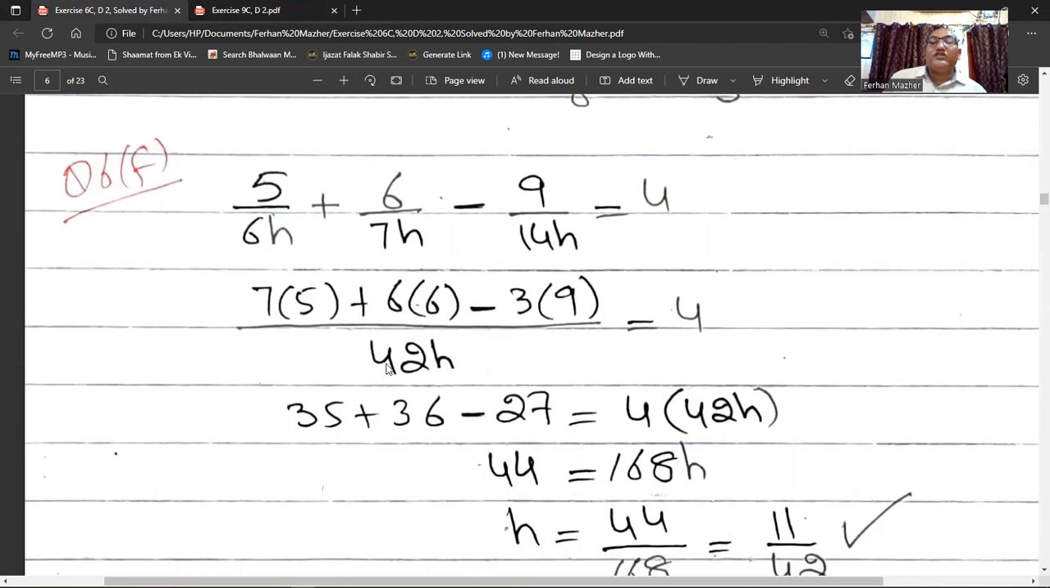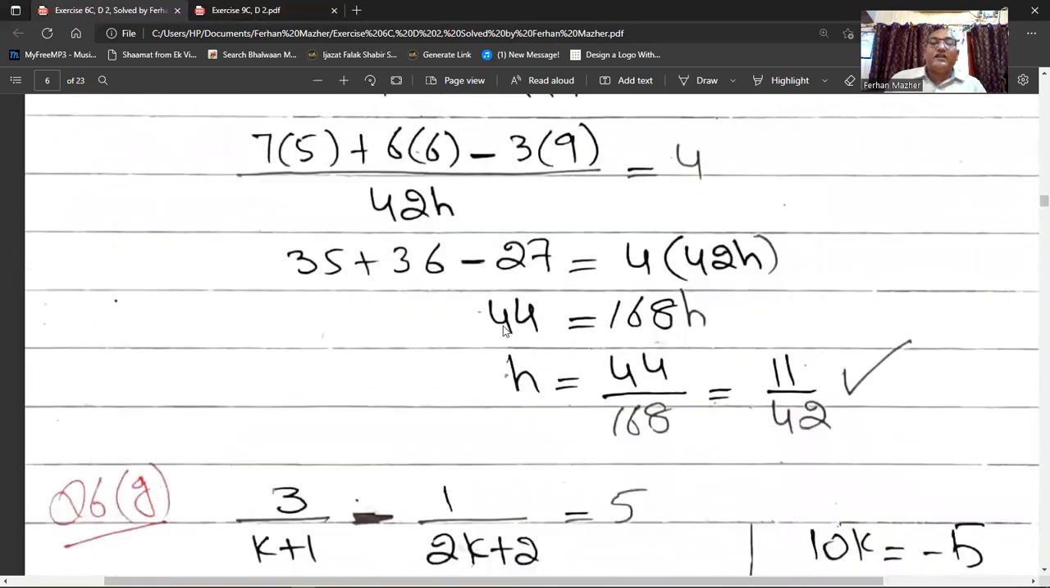Then when you divide 42h by 14h, you are left with 3. So by dividing, I tell you how much is left. So you will have minus 3 into 9. This 42h will go to the other side. If you multiply with the 4, here you will have 35 plus 36 minus 27 equals 4 into 42h, and it will be 44 equals 168h, and h will be 44 divided by 168.